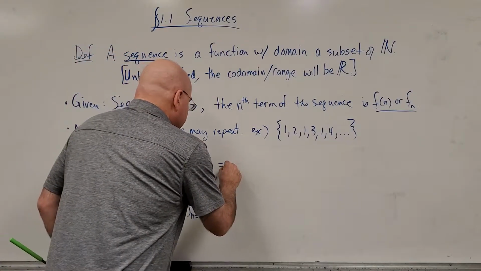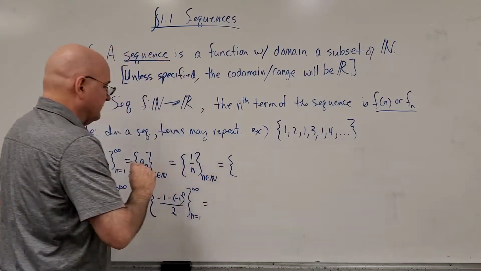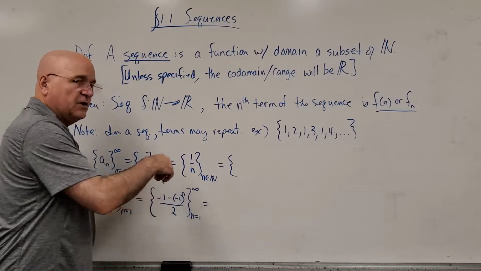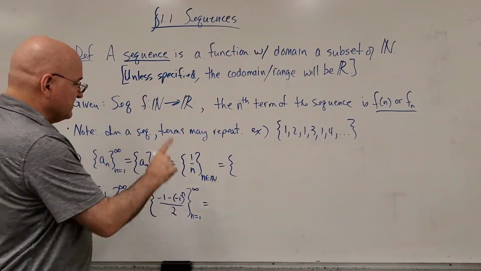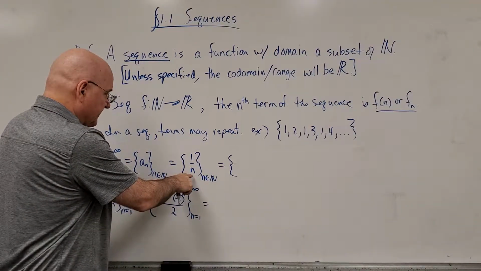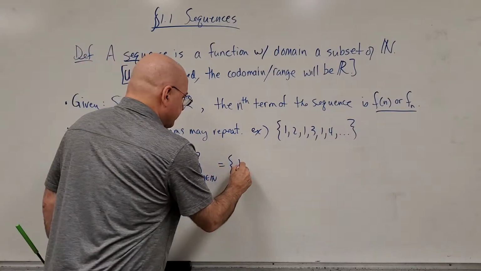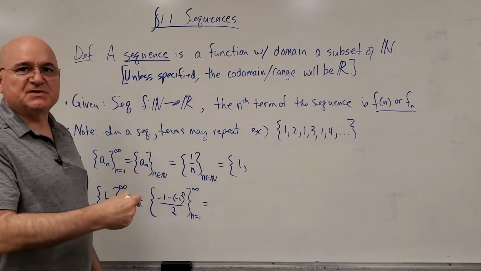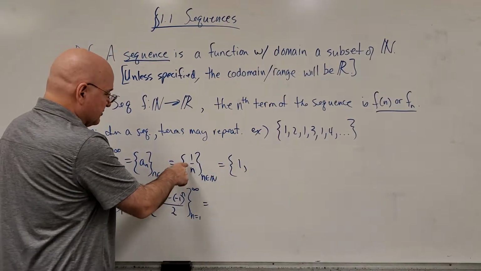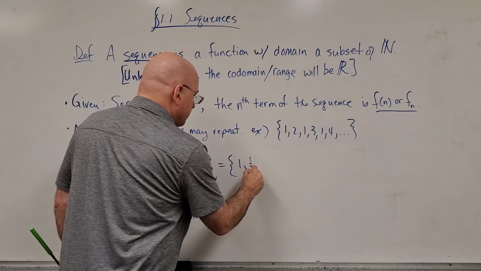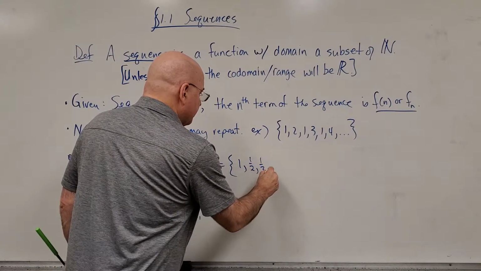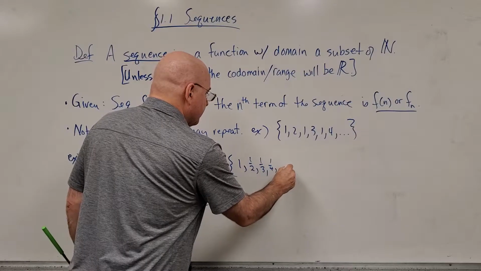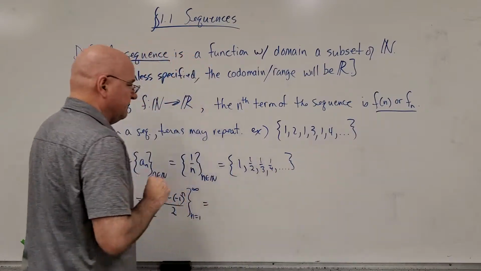Let's write out the first few terms of that sequence. Again, n goes 1, 2, 3, dot, dot, dot. So n starts off being a 1. 1 over 1 is the first term. Then we move up to 2. n is 2, so the second term is 1/2. The third term is 1/3. The fourth term is 1/4. Dot, dot, dot, and so on.